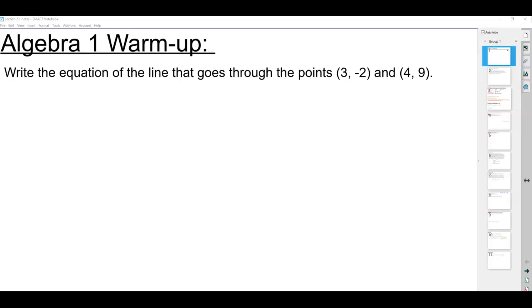This is an asynchronous day for learning. I've got a warm up here. If you want to press pause, try the warm up, and then hit play when you're done and check your answer.